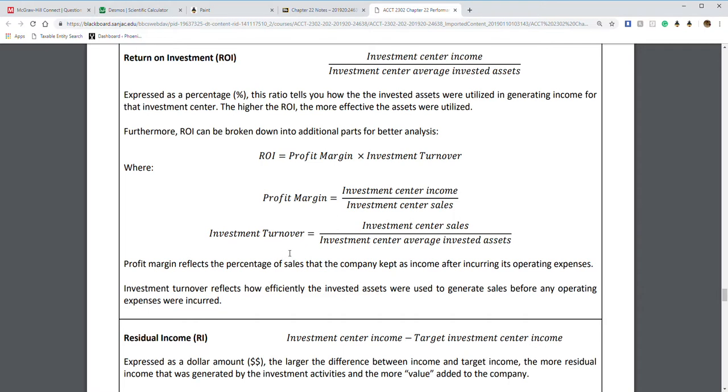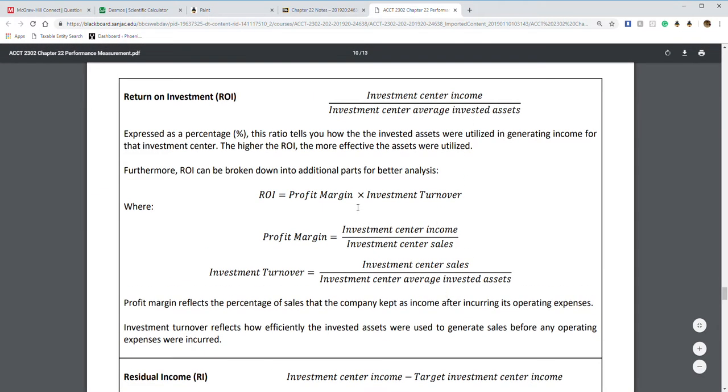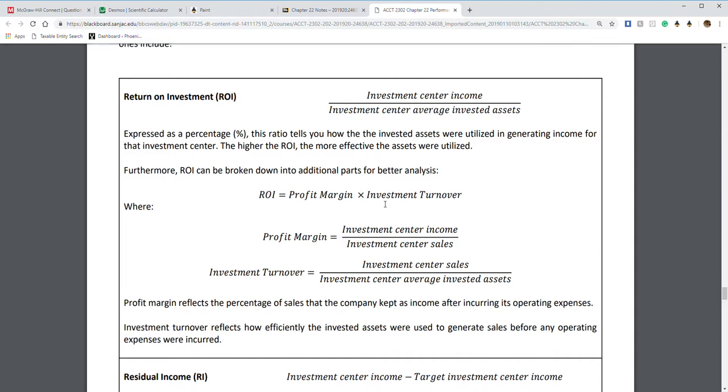While investment turnover is basically how quickly we can flip these assets, how efficiently these assets generate sales before expenses are incurred, so they're making enough money to cover expenses and all that. That's going to be our investment center sales divided by investment center average invested assets. So as you can see, the components are up here. And once you multiply these, if you know your algebra, we'll have a butterfly effect going on where we have one variable on the bottom, one variable on the top, and they cancel each other out.